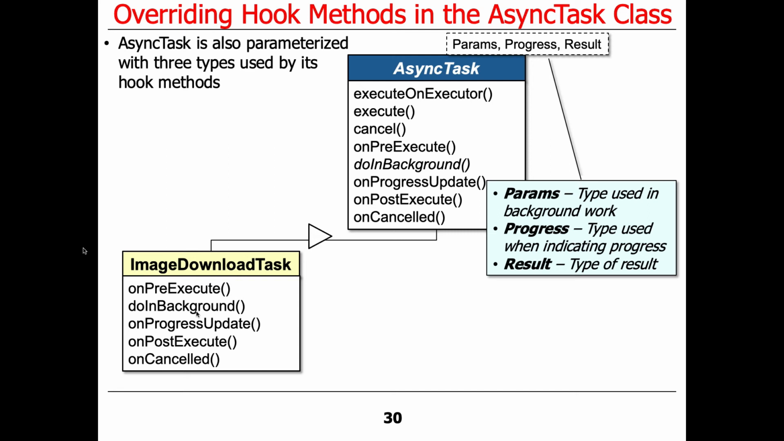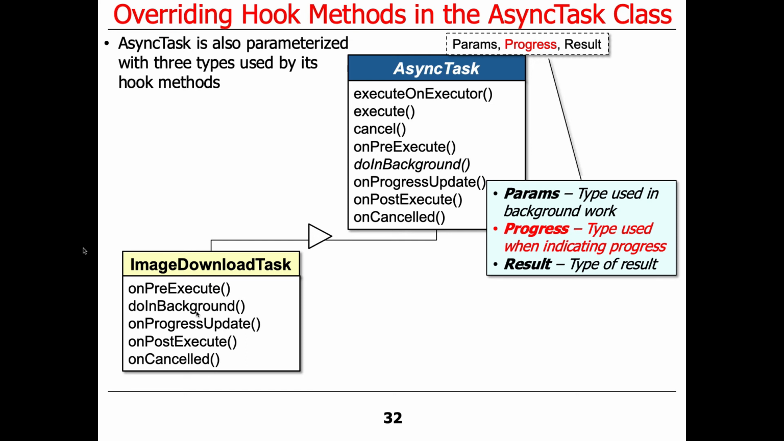AsyncTask is a generic type, and it's parameterized by 3 other types. And the types are params, progress, and result. Let's talk about each one of them in turn. Params is the type used to pass input to the background task. So when the execute method is called, you can optionally pass it parameters, and those parameters will be passed into the doInBackground method to run in the background. So that's one of the ways you can get work into the async task.